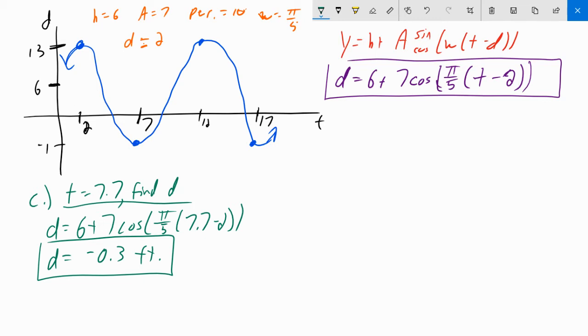And that does make sense. If I look at 7.7, it's a little bit after 7. I can definitely see that being a negative number. Okay.